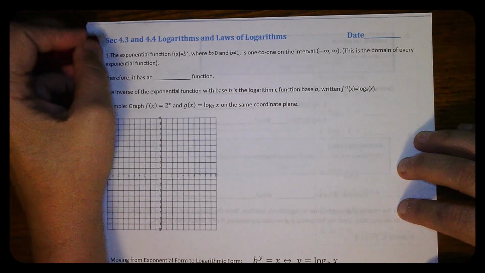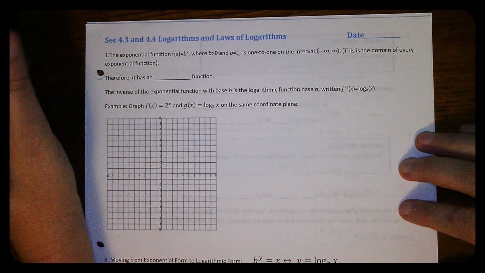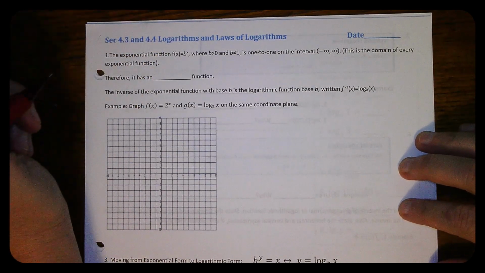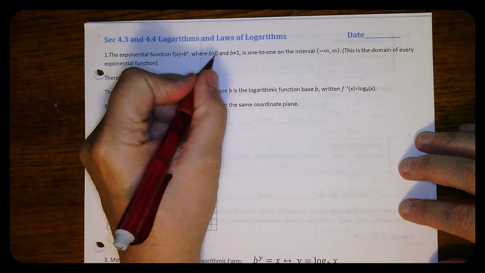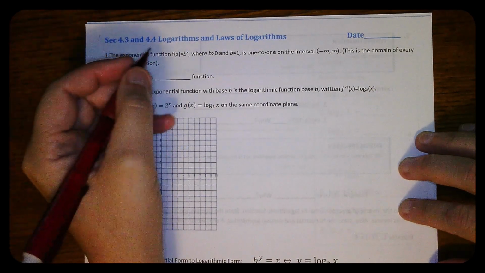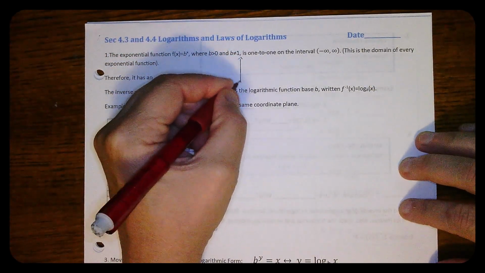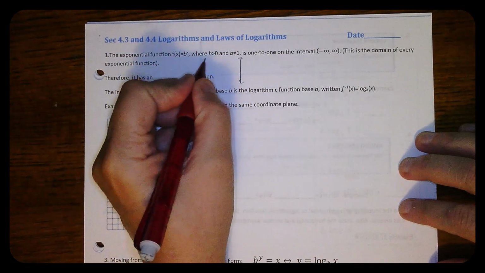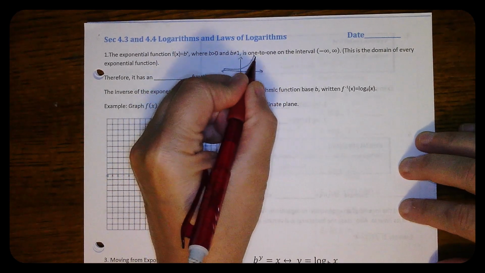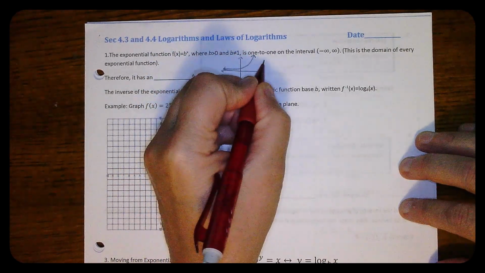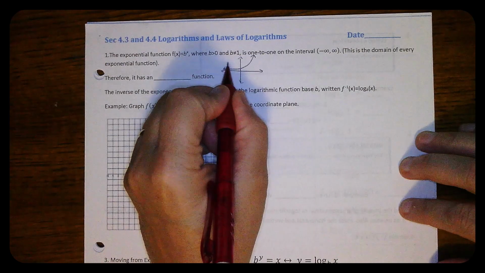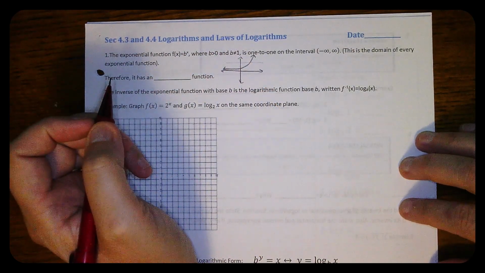All right, this lesson is on sections 4.3 and 4.4, logarithms and laws of logarithms. The exponential function f(x) = b^x, where b is greater than 0 and b is not equal to 1. We've talked about before, exponential functions are 1 to 1. So if b is greater than 1, it's growth, so I'll graph that. So this is what an exponential growth function y = b^x, where b is greater than 1, looks like. The domain is negative infinity to infinity, and it is 1 to 1. It passes the horizontal line test.